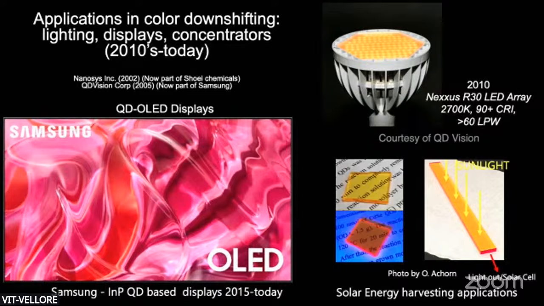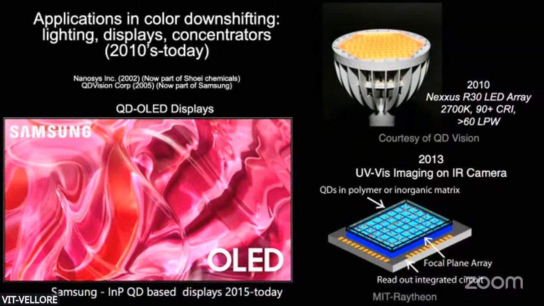And so it's all about cost. And the cost of making these quantum dots, because it was a simple process with now some elements that are abundant enough, the cost has really come down so that these applications really have a chance. This is another simple application of taking an infrared camera and making it be able to see the UV or the visible.